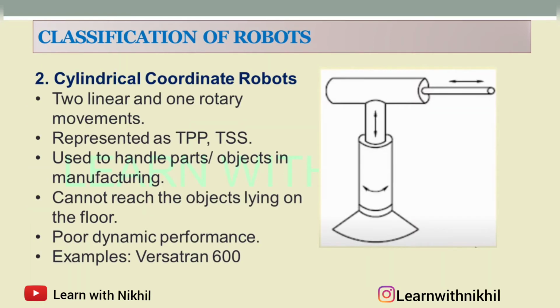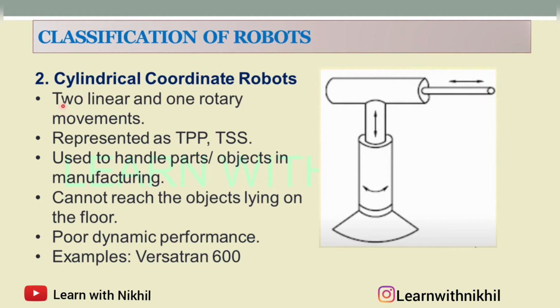Next, you have cylindrical coordinate robots. In this cylindrical coordinate robot, you can see this joint, again the base is fixed. This is a twisting type of joint, it rotates. Then this moves up and down. This is again a linear type of joint, so it can be sliding or prismatic. And lastly, here again it moves back and forth. So again a linear type of joint, it can be prismatic or sliding.